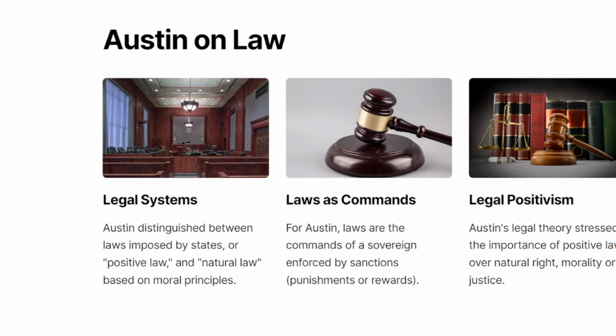So, Austin on law. Austin began his theory of sovereignty by first defining law. What he says is that law is a command given by a superior to an inferior. In other words, it is a general command to do or refrain from doing certain acts, issued directly or indirectly by the sovereign or the superior to a person or persons who are his inferior or inferiors, in the sense that they are subject to his authority.